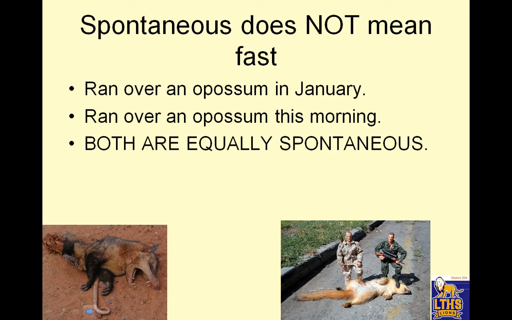Spontaneous does not mean fast. In January, I ran over an opossum. Whoops. I also ran over an opossum this morning. Both are equally spontaneous. So the first opossum will decompose slowly. This would be the January one, right? Because it's cold outside and it's buried in feet and feet of snow. The one I just ran over will decompose quickly because it's warmer outside, it's going to be hot, and all the little critters are going to decompose it faster. And this is the giant squirrel that cracks me up when I found it. The squirrel was run over in my neighborhood and we put G.I. Joes on it.